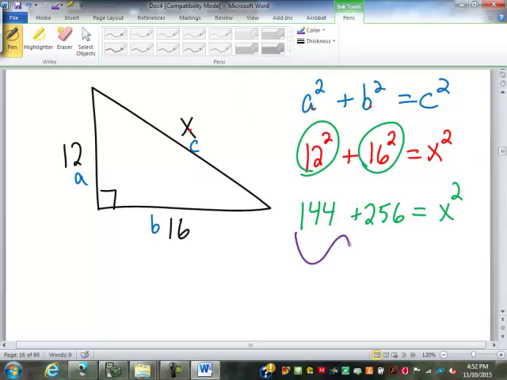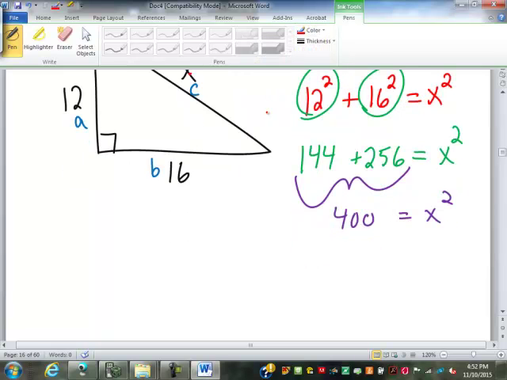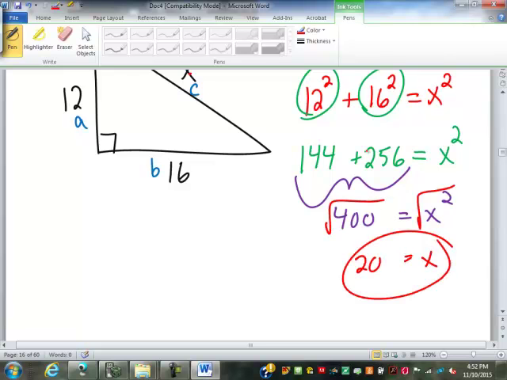Now, 144 plus 256 is 400. Perfect. 400 equals X squared. Then what? Square root the X squared to get X. Square root the 400 to get 20. X is 20. So this is 20 units here. Make sense? No? No? Let's do another example.